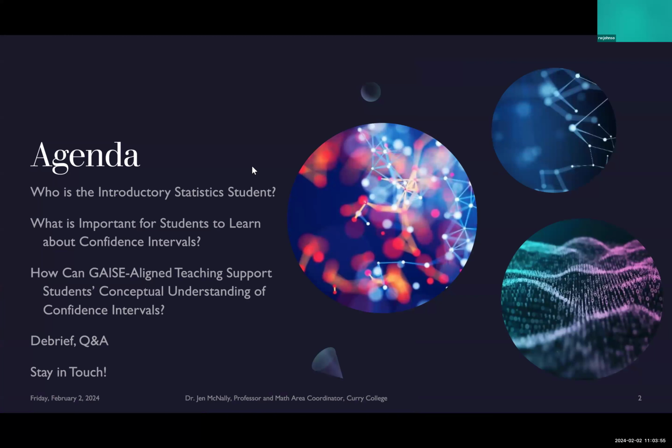So this is what we're going to be working on today. It is a short agenda about who are our introductory statistics students, what qualities do they bring to the table? What can we capitalize on in order to really reach them and build their statistics conceptual understanding? And then also, why confidence intervals, and what is it about confidence intervals that we're going to value and prioritize in the learning that students do? And then, how do we use gaze aligned teaching in order to effectively meet those goals? We'll also have a debrief and question and answer at the end.